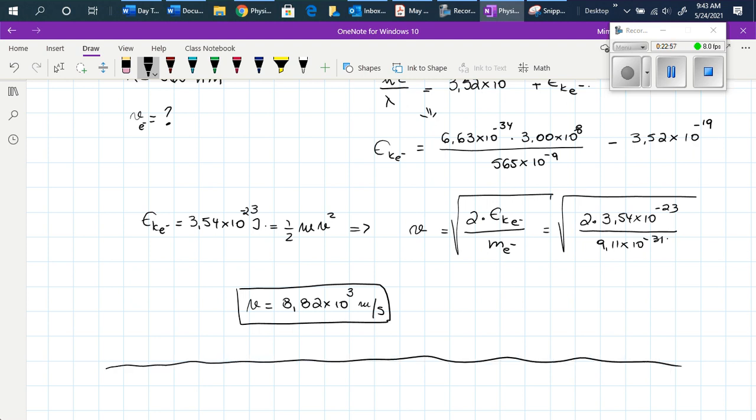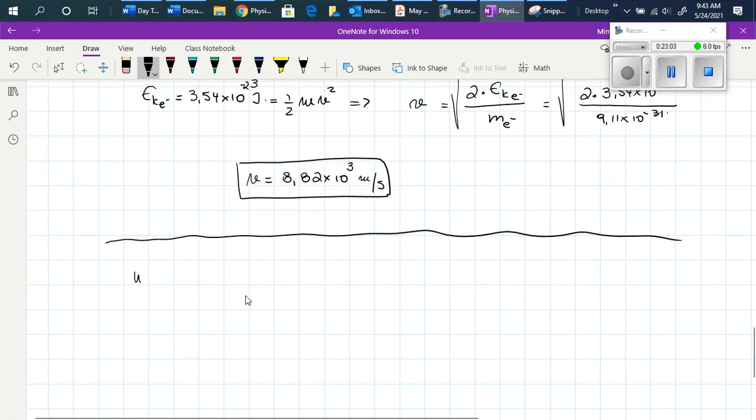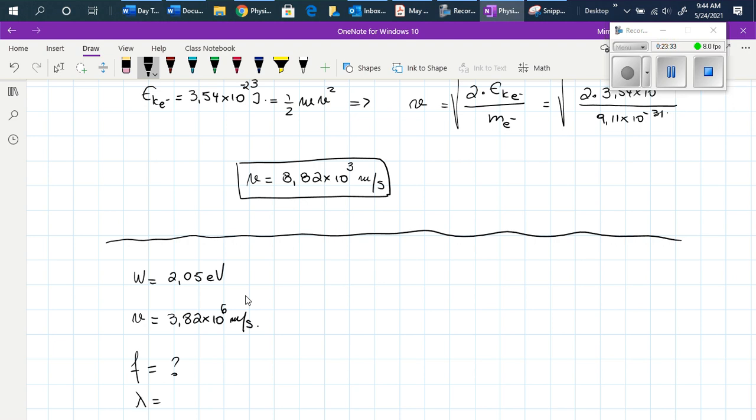Okay, let's take a look at another example. A metal surface has a work function of 2.05 electron volts. If the fastest photoelectron emitted from this plate has a speed of, let's say, 3.82 times 10 to the power of 6 meters per second, what is the frequency? And then later on, let's find the wavelength. Just to review, how do we find the wavelength of an EMR?